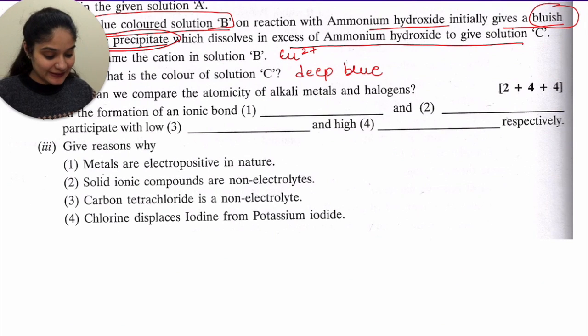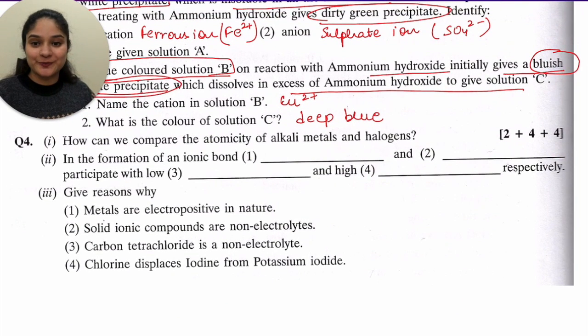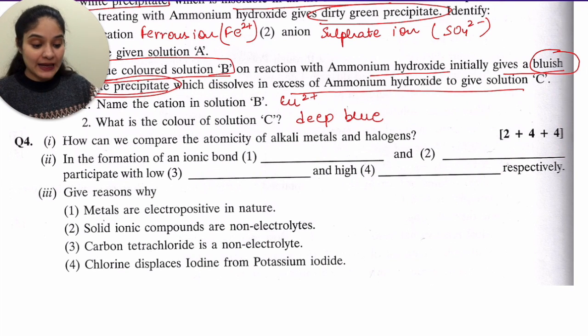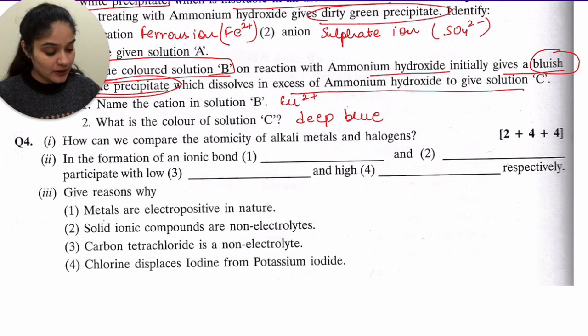Alright students, let's move on to question number 4. This is based upon the chapter periodic table, that is your first chapter. Super easy questions and free marks according to me. Let's look at the first question. How can we compare the atomicity of alkali metals and halogens? Alkali metals are monoatomic, and halogens are diatomic.